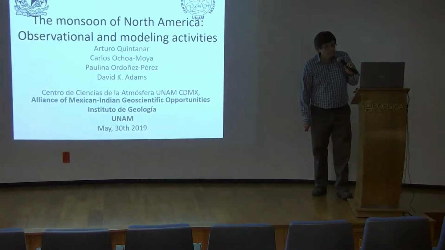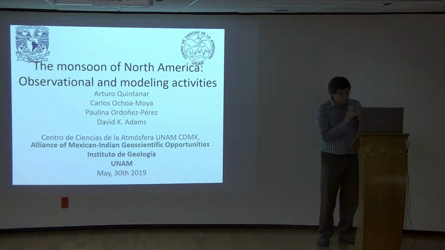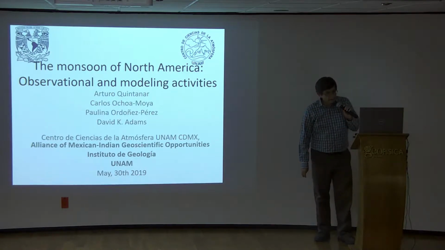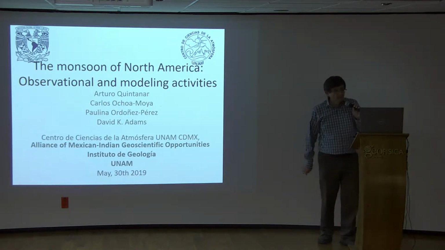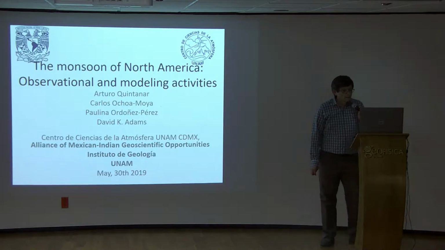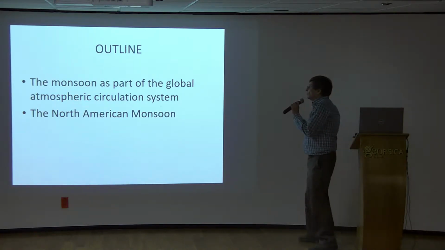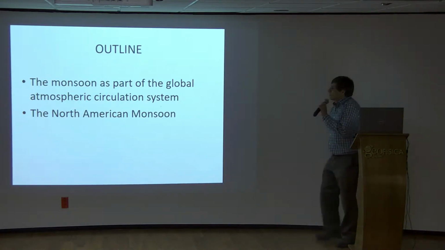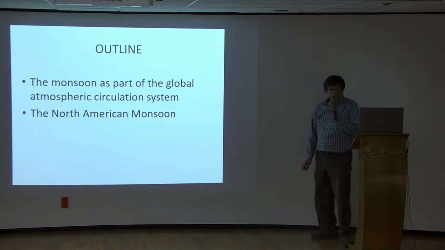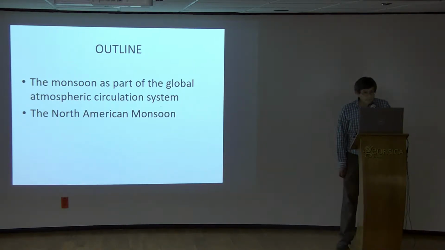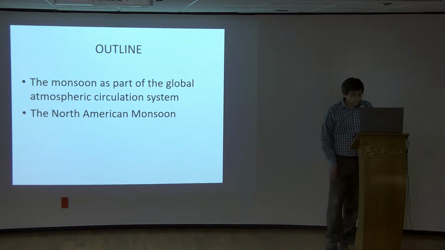The common theme for all these colleagues of mine is the monsoon of North America, particularly David Adams, who has been working as an observational scientist in Sonora and Arizona. And he's with us. All four of us are here at the Centro de Ciencias de la Atmósfera. So I'll be talking about two main things. The first is just to put in context what a monsoon is and how that phenomenon is part of the global atmospheric circulation system. And then I will talk later about the North American monsoon, which is the main topic of this talk.